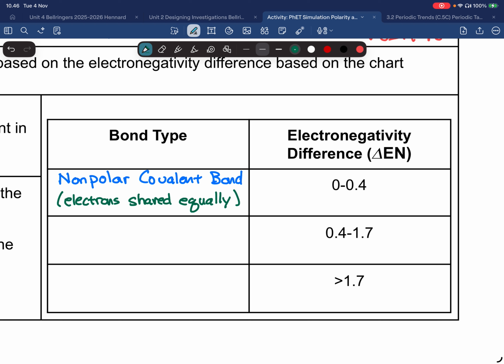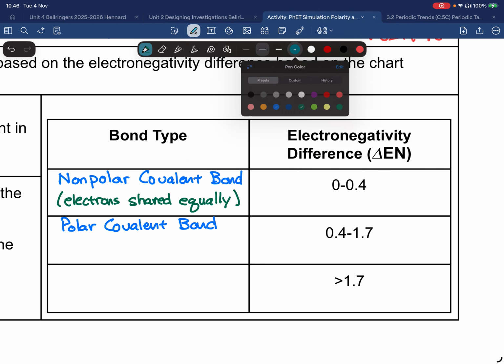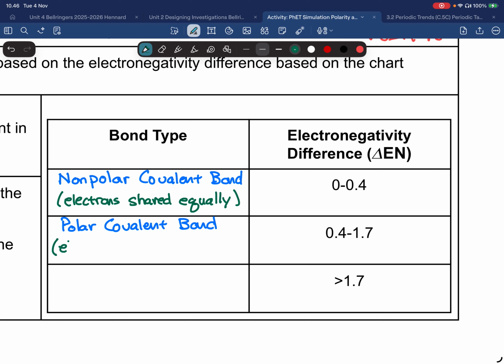If you have an electronegativity difference that's greater than 0.4 and up to 1.7, then you have a polar covalent bond. In a polar covalent bond, the electrons are shared unequally, mostly around the higher one.